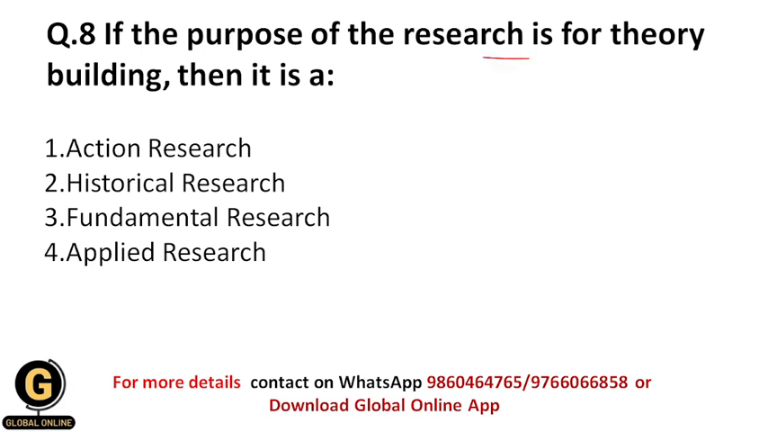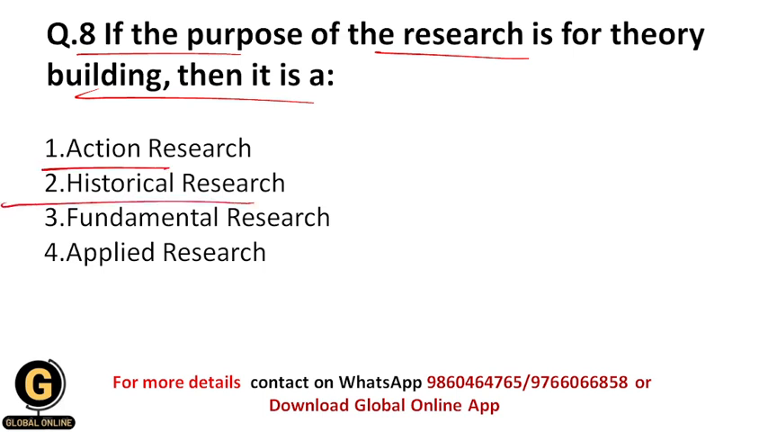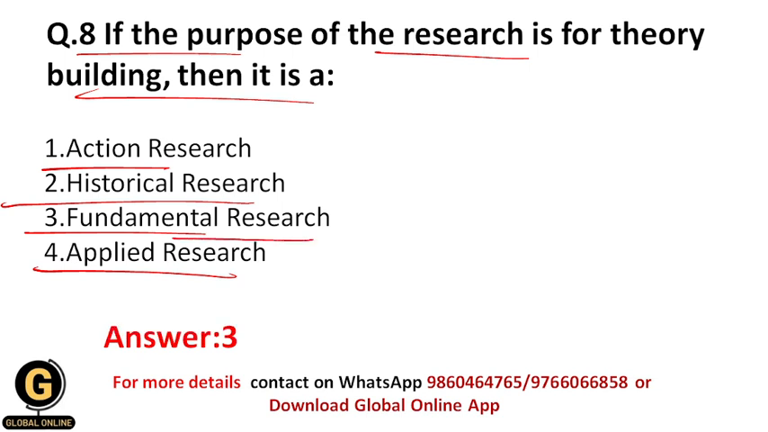If the purpose of the research is for theory building, then it is a... So if any kind of research has the purpose to develop a theory, then what is that research? Whether it is action research, historical research, fundamental research, or applied research, obviously students, the correct answer is fundamental research. As I have told you in this video, within fundamental research we formalize the theory. Our main aim is theory building, and this is the ultimate purpose of fundamental research. Okay, that's why here the correct answer is 3.